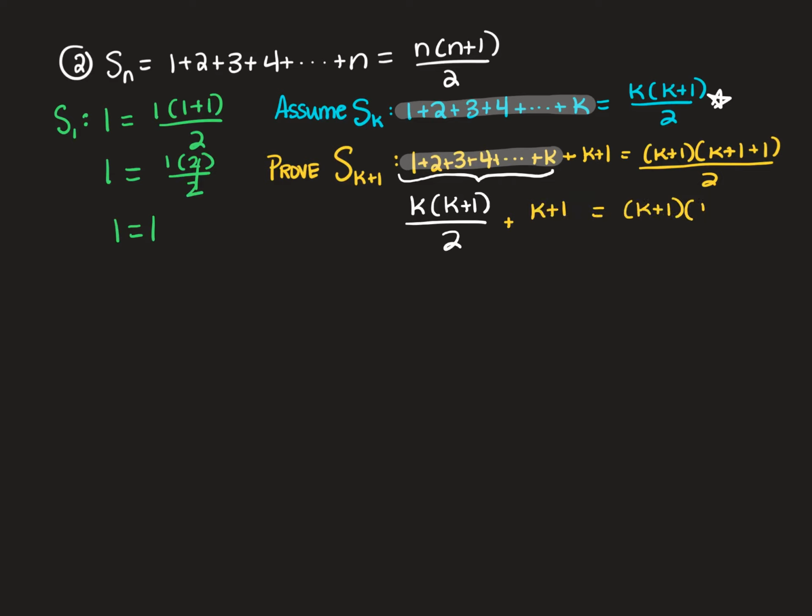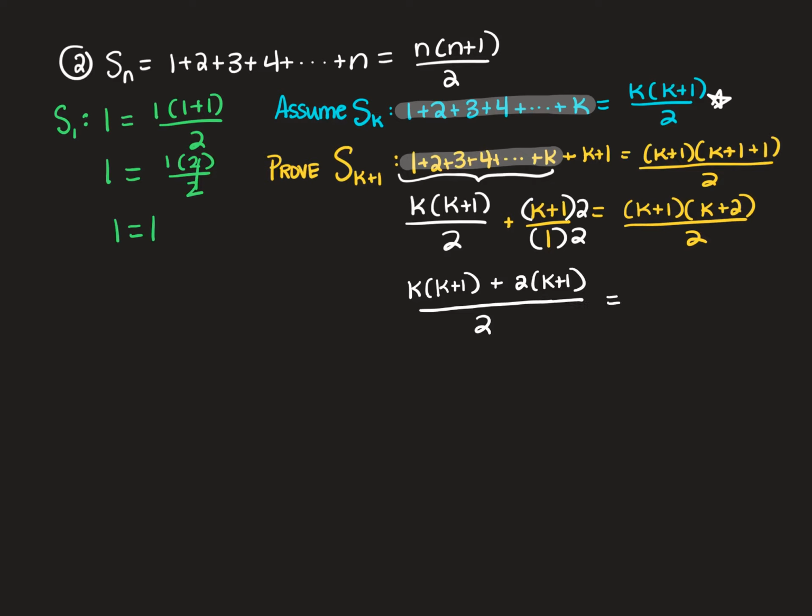And we want to show that when we simplify it, we're going to get what's on the right-hand side. And this is where your algebra comes into play. So I'm definitely going to make this a fraction, and I'm going to multiply so I can have a common denominator. So I'll multiply this fraction by 2 over 2. And then what I'll have is 1 fraction all over 2. And it's going to be k times k plus 1 plus 2 times k plus 1 equals, and what I'm trying to show that it is, k plus 1 times k plus 2 all over 2.